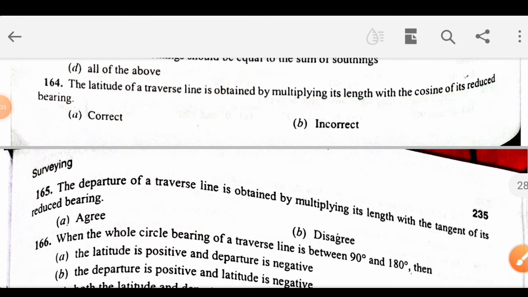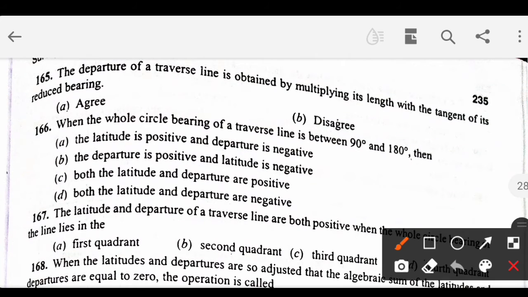Question number 165. The departure of a traverse line is obtained by multiplying its length with the tangent of its reduced bearing. It is incorrect. When the whole circle bearing of a traverse line is between 90 degrees and 180 degrees, then the departure is positive and latitude is negative. Correct answer B.